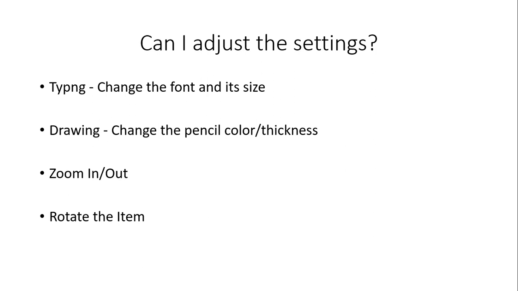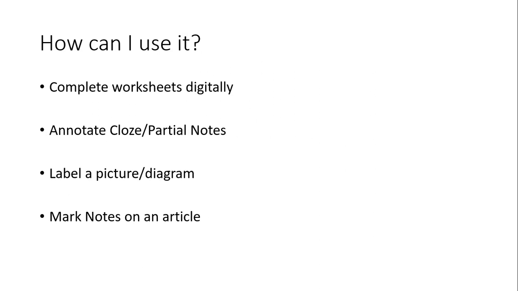Some things that you can adjust with the typing. You can change the font size, the color, same settings you would normally adjust when you're doing typing in any other program. With the drawing, same kinds of things. You can change the thickness, you can change the color, you can change how opaque the drawing is. And then within the software itself, you can zoom in and out on the page so you can see smaller areas or see the larger part of the project, and of course rotating the item as needed.